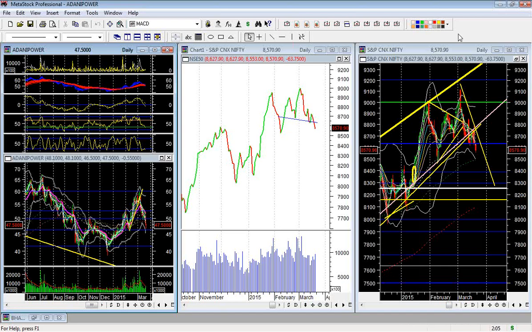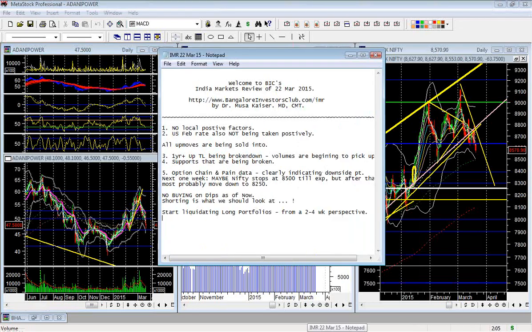Everyone's gone for lunch or what? No, all right, fine, no questions. Okay, done. So that's the view on the overall market. This is a general market view.